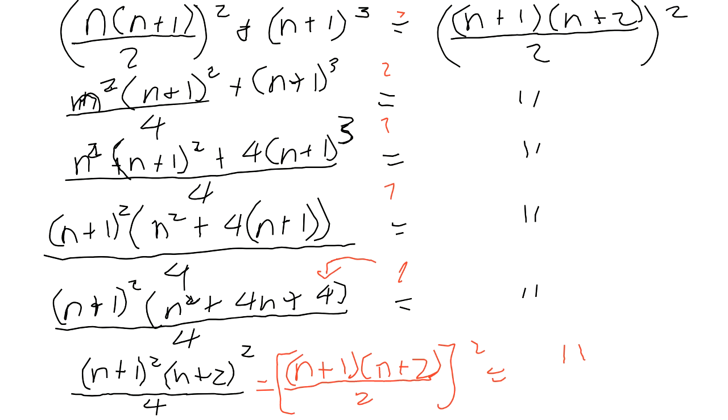Sir, from the third line, how do you get the fourth line? Because I'm missing something. The n plus 1 all squared, over n squared plus 4. What happened to the cube? How do you treat the cube?